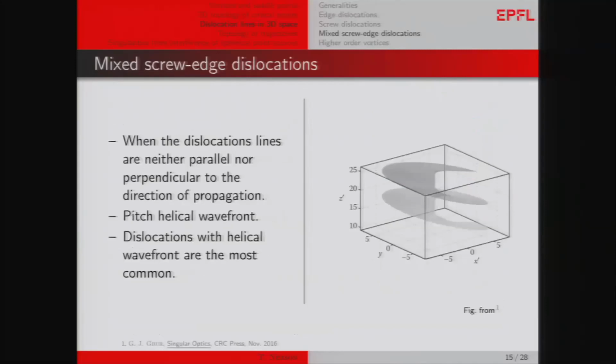And what we do have in the very general case is a mixed screw-edge dislocation, because if dislocation lines are neither parallel nor perpendicular to the singularity, then you have those types of dislocation. It is basically a helical wavefront, but it is pitched. So again, you will have some helical wavefronts, and those are definitely the most common, because edge dislocation is the very precise case where you have some singularities that are parallel to the direction of the propagation.